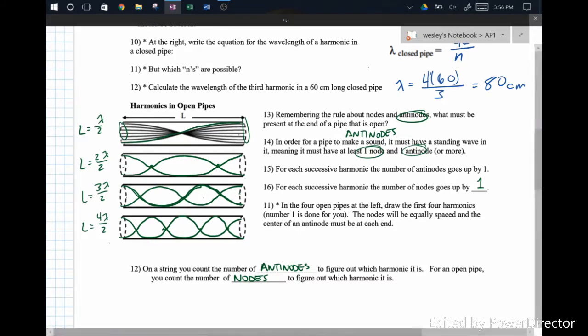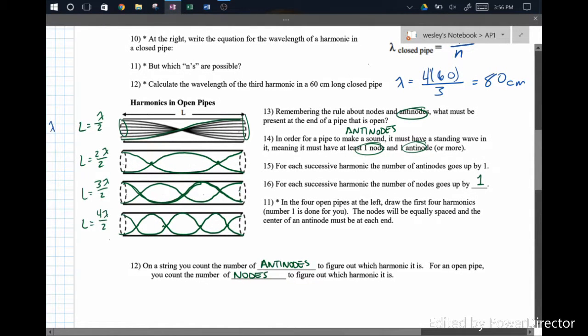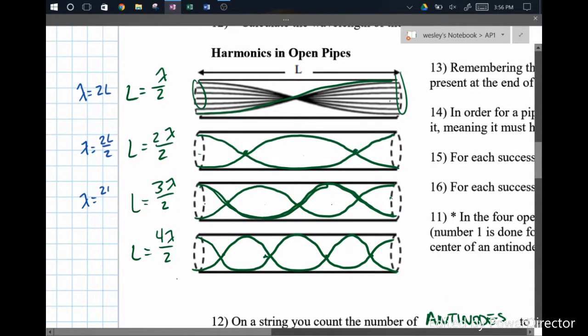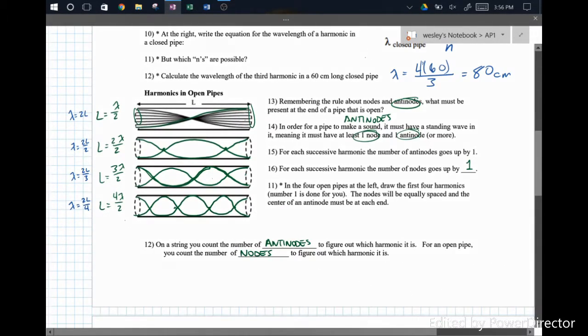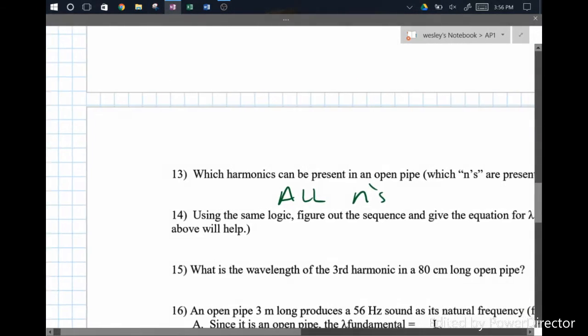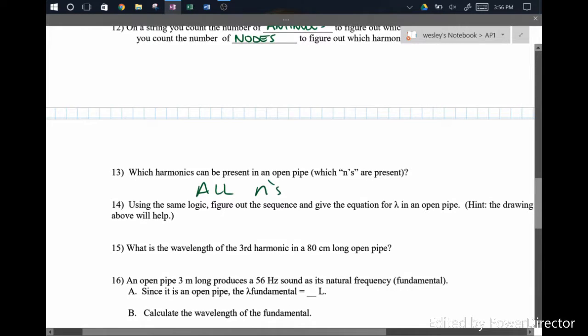And if we solve each of those for lambda, we'll just kind of move over here. Lambda is equal to 2L. Lambda is equal to 2L over 2. Lambda is equal to 2L over 3. And lambda is equal to 2L over 4. That's the pattern here. So if we want to take that and apply it a little more broadly, give an equation. If we look at that, lambda is equal to 2L over n. And again, that's for all n's.